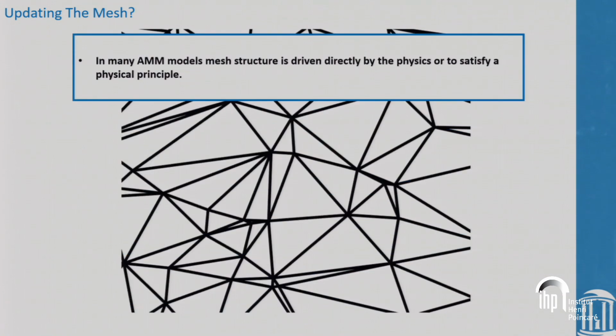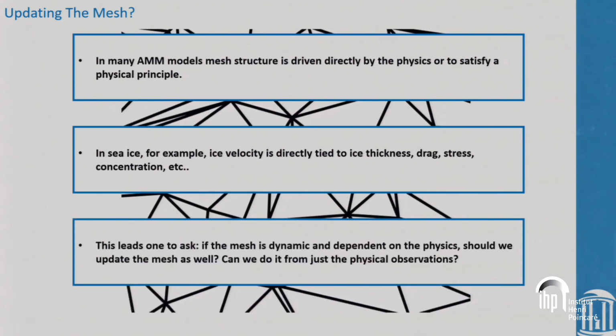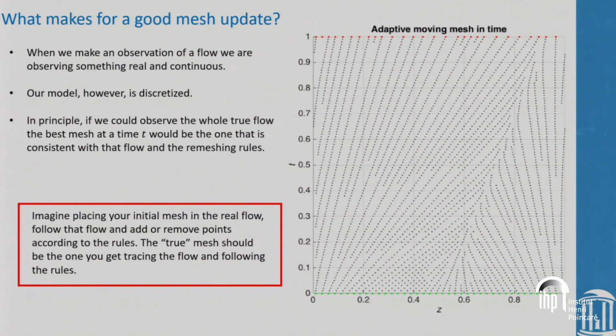Well, in these AMM models, the mesh structure is driven by the physics. So if we have physics driving the mesh, maybe we can use observations of the physics to update the mesh. In particular for sea ice, the velocity is directly tied to the thickness of the ice, the drag, all of these other things that we may be able to measure, concentration especially. So can we use observations of those to influence the actual mesh? The other question we have to ask is what makes for a good mesh update?